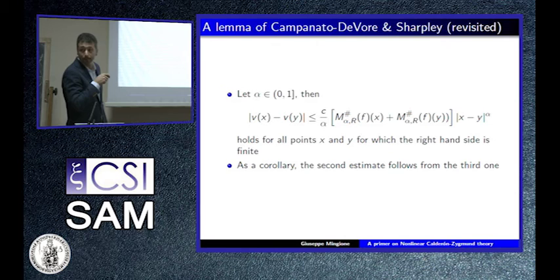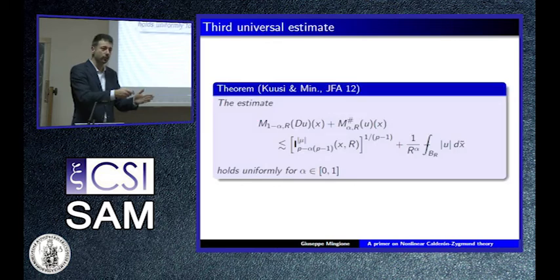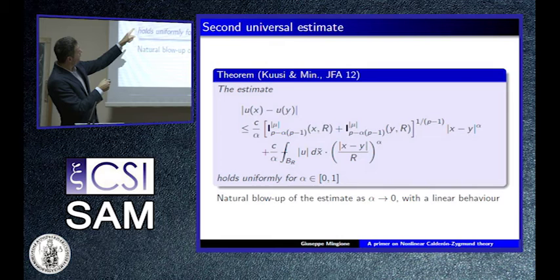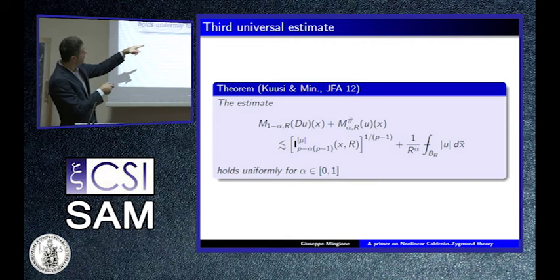So if you want to control the fractional operator, then you don't get any alpha. When from the fractional operator you go back to U, then alpha appears. And that's how you prove the previous estimate. You actually prove this estimate, and then you get the other one by estimating U via the maximal operator, and the maximal operator is estimated by this object, via this lemma.